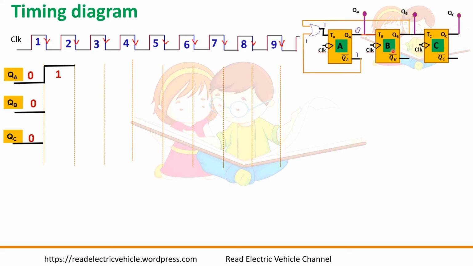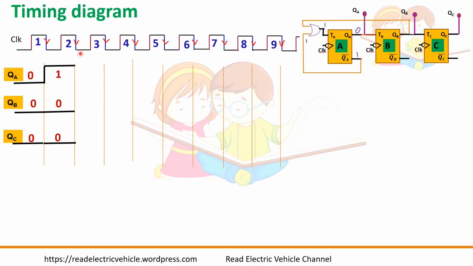So at the same time, what happens to the second flip-flop, the B flip-flop? Here you see TB is actually connected to QA. What is QA previously? It was 0. If T is 0, there is no change in the output, so the output remains the same. Same case with the C flip-flop. Since QB is previously 0, and QB is the TC, the output will not change. So this also remains in the same state. So this first cycle we have completed.